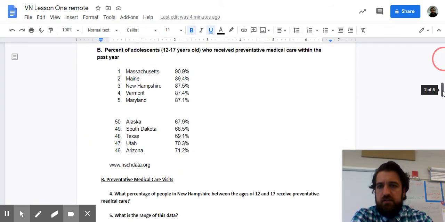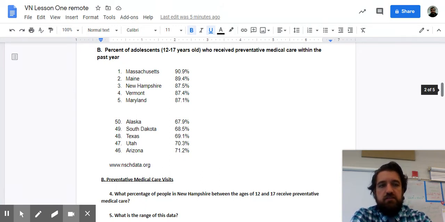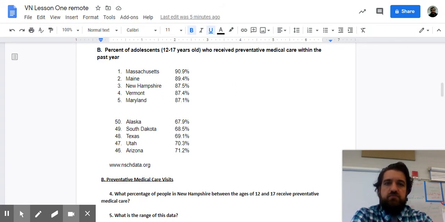We go on to B. Here's a data table here. It talks about percentage of adolescents, so that's like you, people 12 to 17, who receive preventative care, medical care. So that means like not an emergency. You're not going to the emergency room, but your checkups, maybe things like flu shots, things like that. It gives the top 5 states, and it also gives the bottom 5 states. So in Massachusetts, for instance, about 91% of adolescents receive regular medical care. And by regular, we mean within the past year.